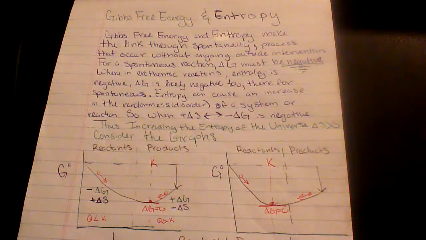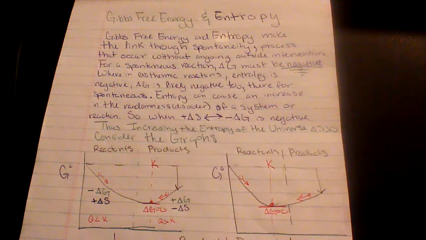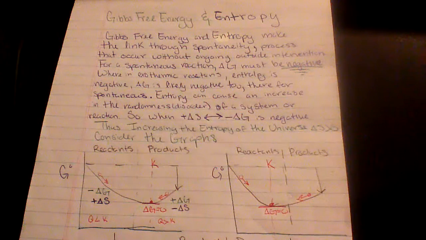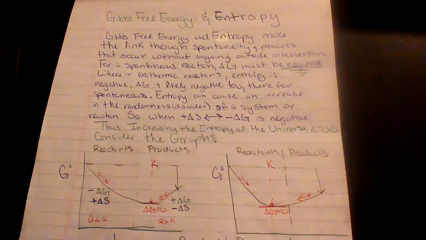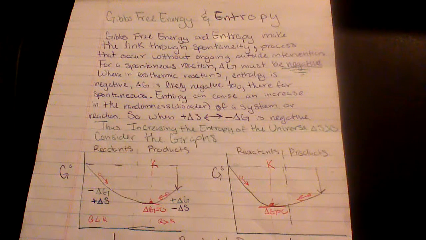So basically, when the change in entropy is positive, the change in Gibbs free energy is going to be negative. Thus, this is going to increase the entropy of the universe, which is the whole point of the second law of thermodynamics. So all this with the equilibrium and Gibbs free energy and the rate constant leading to entropy is to increase the disorder in the universe, so delta S is going to be greater than 0. And that is why most things obey the second law of thermodynamics.